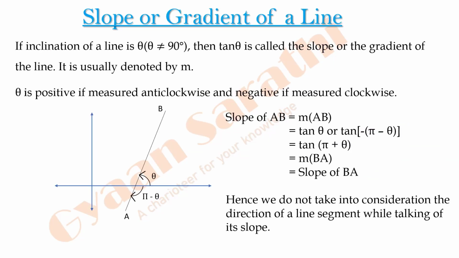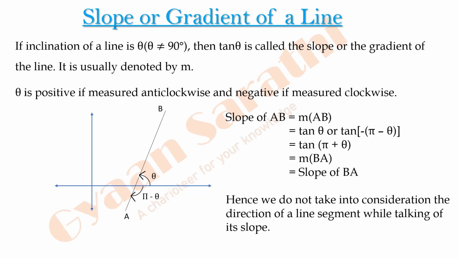Hence at least one of them can be 0 but not both at the same time. Moving ahead, slope or gradient of a line. What do we understand by slope or gradient of a line? Slope is nothing but the inclination of a line. Then tan theta is called the slope or gradient of the line. Here theta is the angle made by the line with the x-axis.